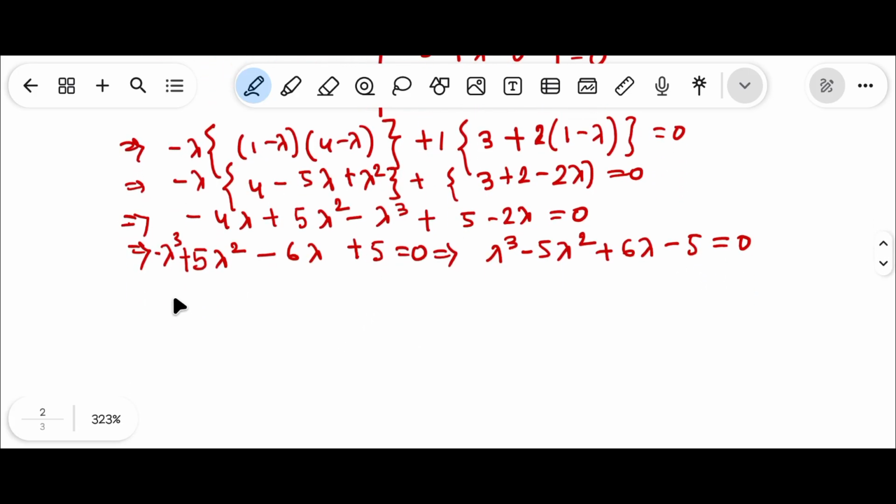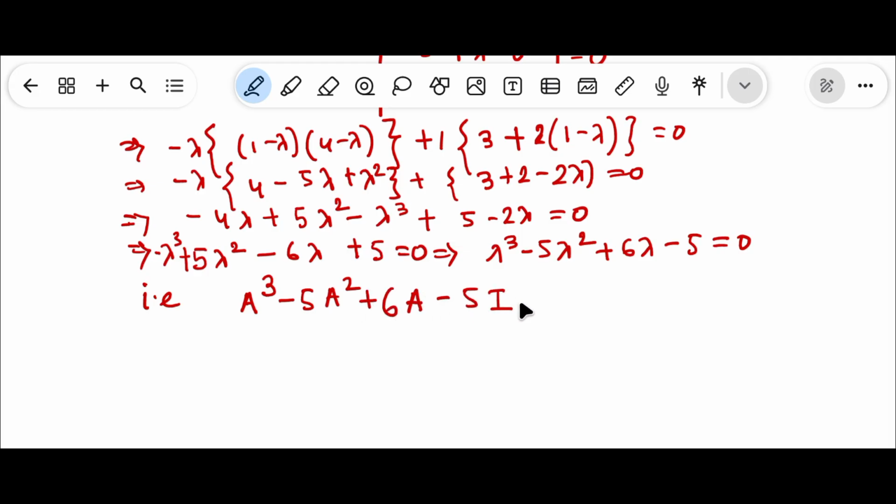Now see students, what does the Cayley-Hamilton theorem say? That every matrix should satisfy its characteristic equation. That means A³ - 5A² + 6A - 5I should be equal to 0. In place of λ, if I put A, then it should satisfy the equation. So let us check for that. For that we need to know A³, also we need A², right? So let us find A² first.